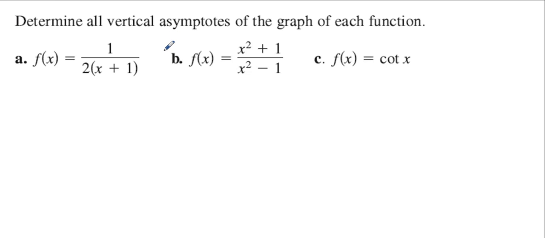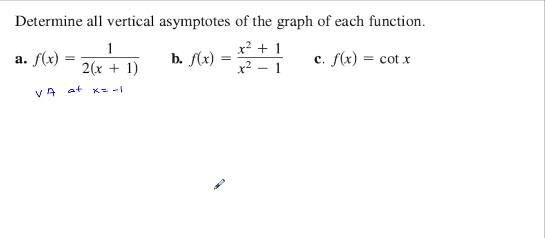Find all vertical asymptotes of the graph of each function. Letter A. Do we have a vertical asymptote for A? Do you agree? Yeah? Where at? Okay. So we could say vertical asymptote at x equals -1.